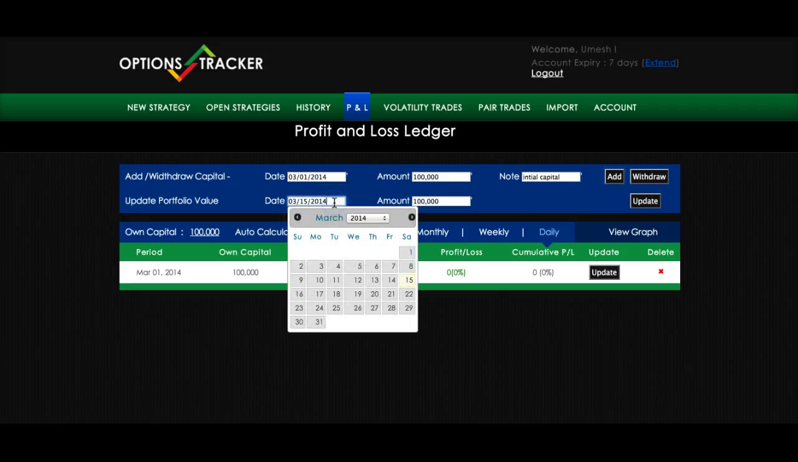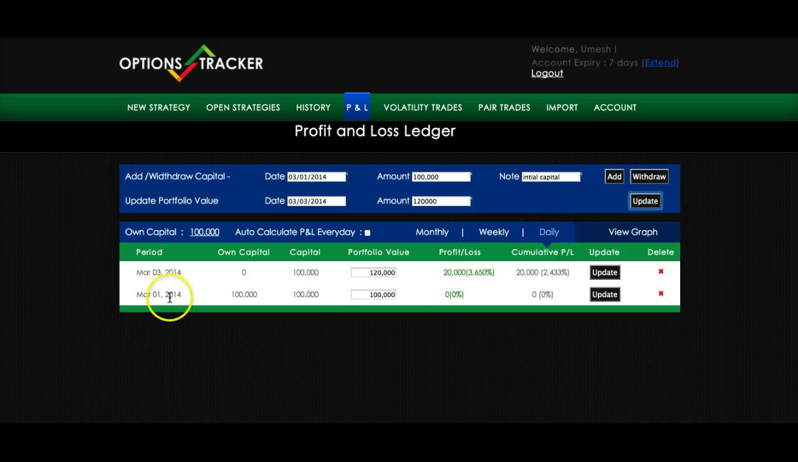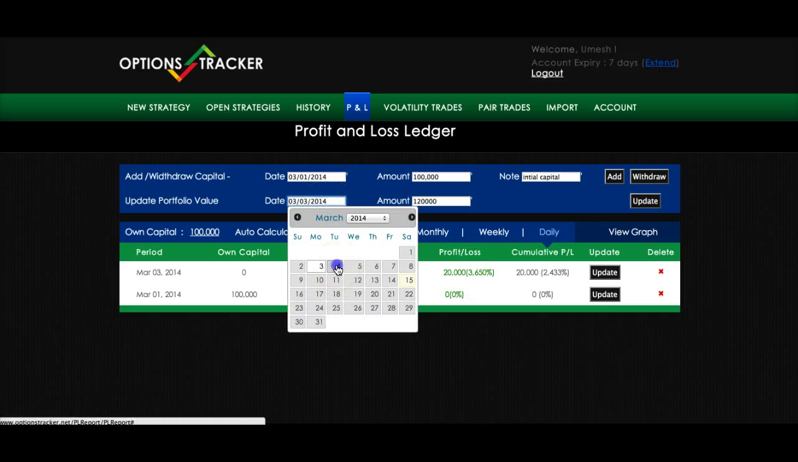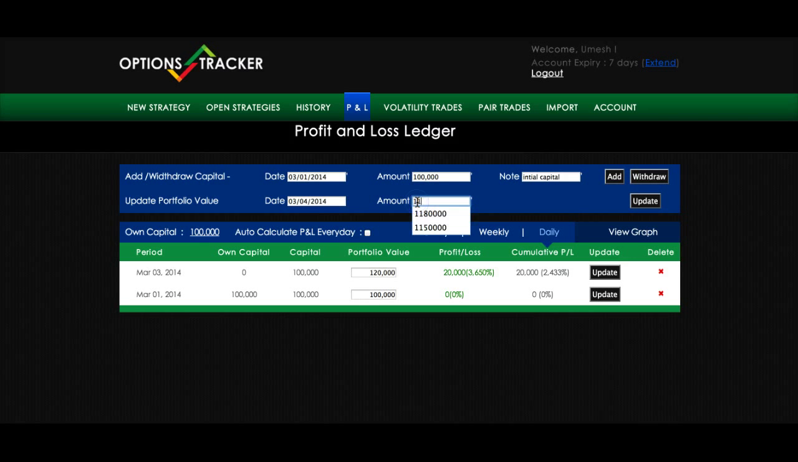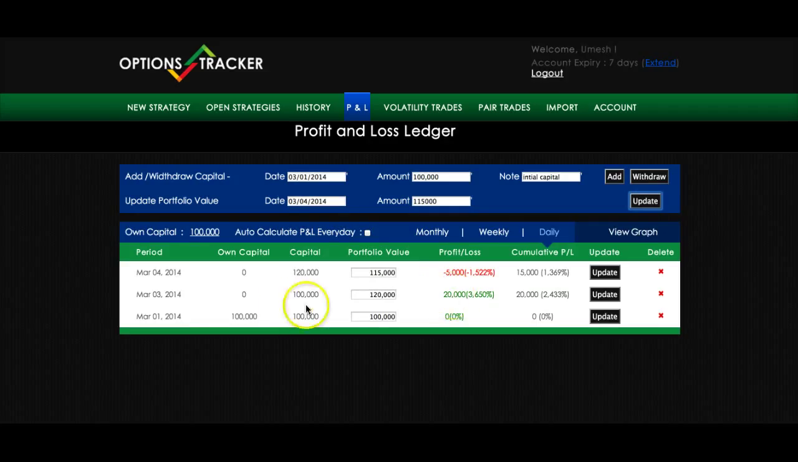Now let's say on 3rd of March, this portfolio actually became 1,20,000. You made a profit of 20,000 rupees. You can click the portfolio value over here, and you will see that March 1st is a capital of 1 lakh, and on March 3rd, you've made a profit and loss of 20,000 rupees. Then let's say on 4th March, this became 1,15,000. You click on update, and from 3rd March to 4th March you've actually made a loss of 5,000 rupees on this one particular day. Your own capital details can be seen over here.